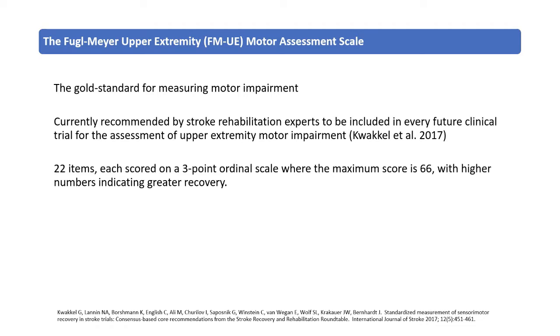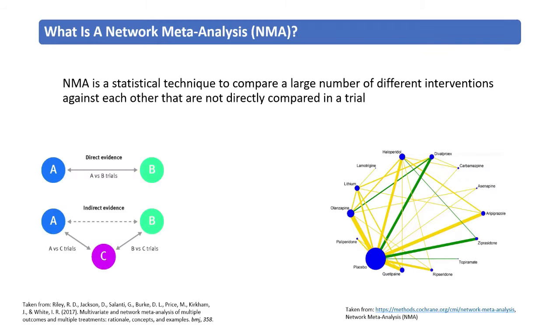The Fugl-Meyer is currently the gold standard for measuring motor impairment and has been recommended by stroke rehabilitation experts to be included in every future clinical trial for the assessment of upper extremity motor impairment. The standardization and adoption of this outcome measure will allow better comparisons between interventions. Actually determining which intervention is best, however, can be a difficult task.